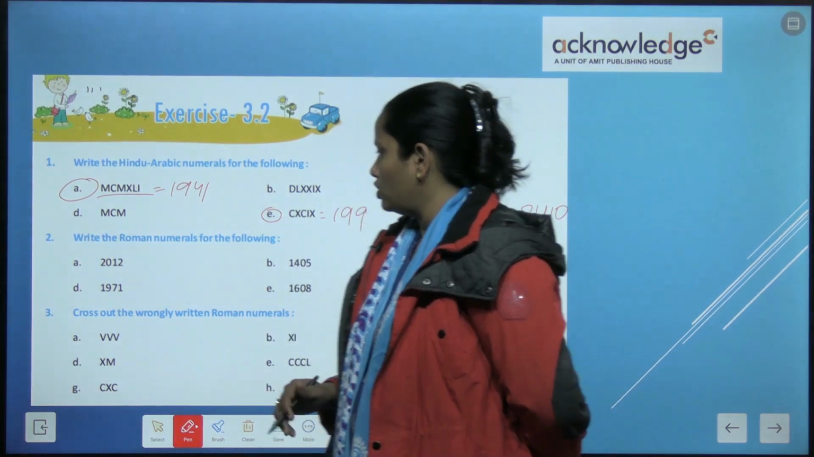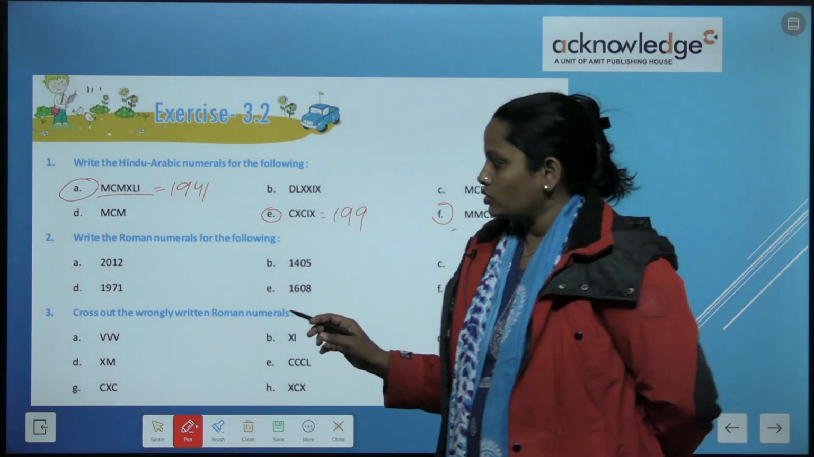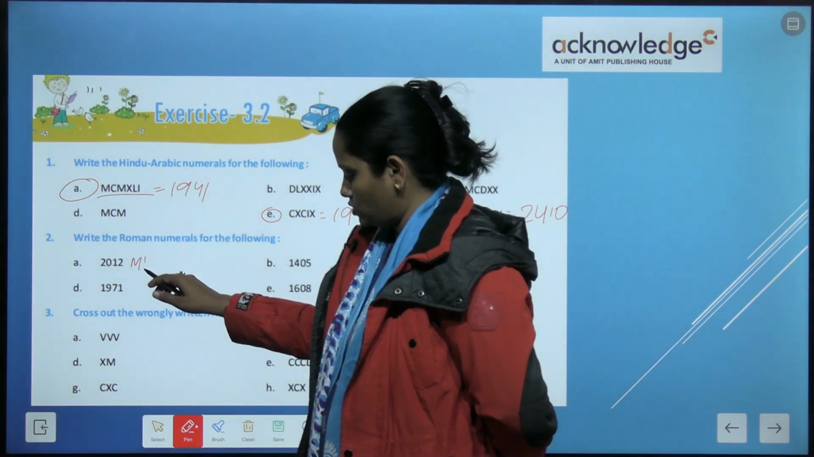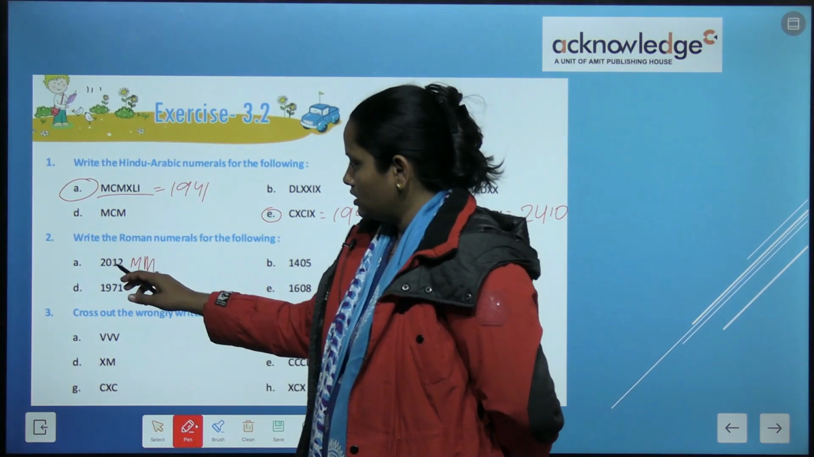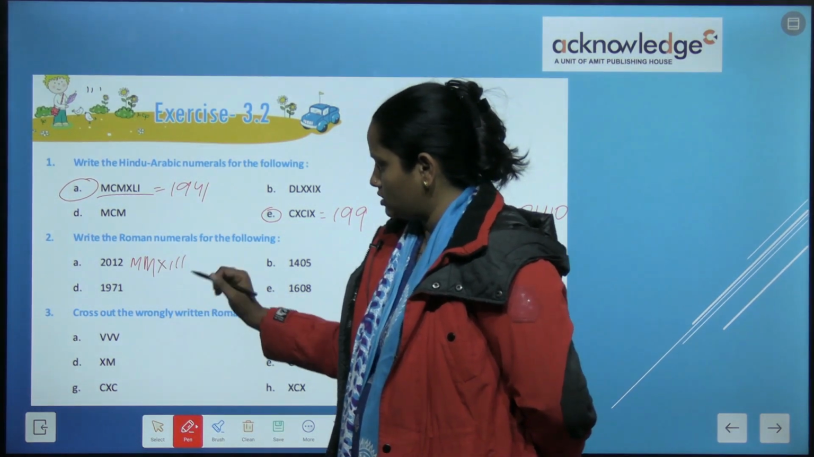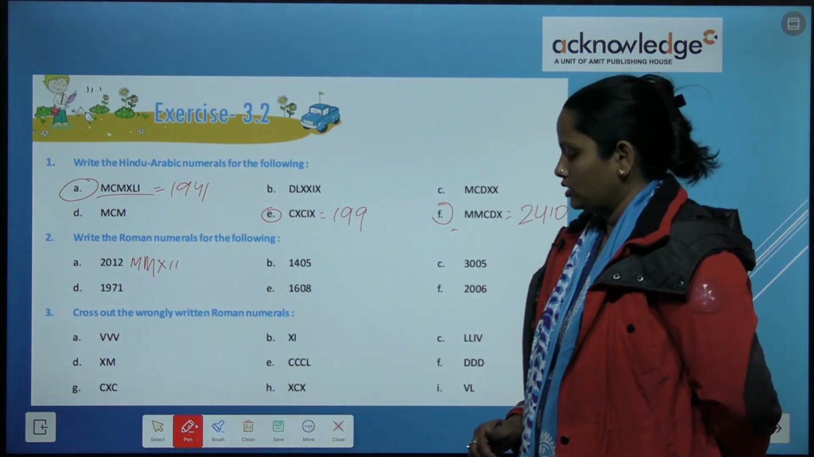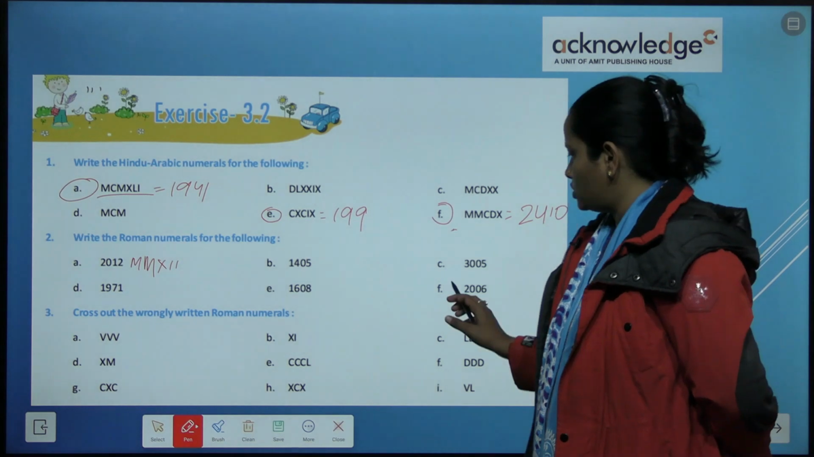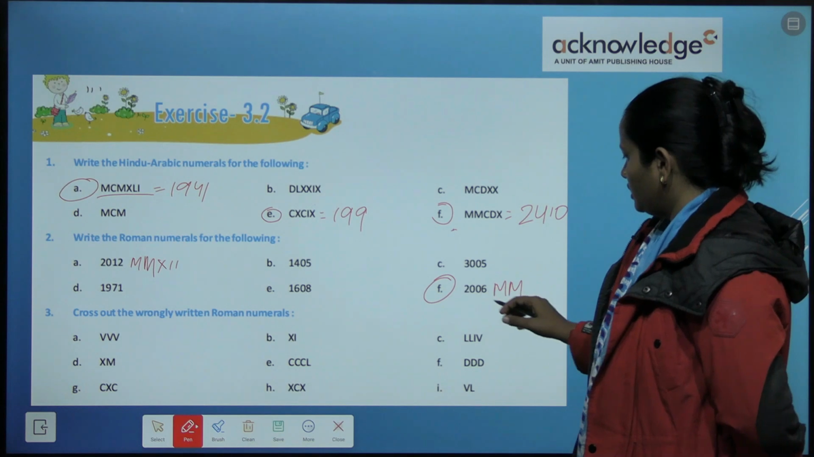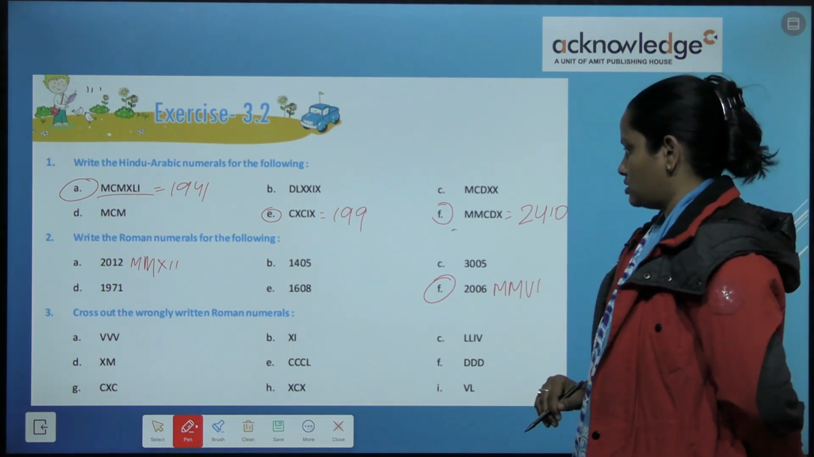Now write the Roman numerals for the following. You have to write Roman numerals for these. So here it is 2000, which means we have to write 2 times M. Then it's 12. So we have written 12 here. So this is the Roman numeral. Similarly, let's do this F part. It's also 2000 which is 2 times M. Then 6. So this is your answer.